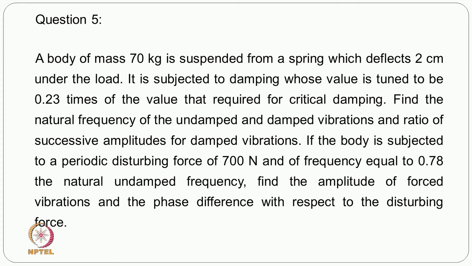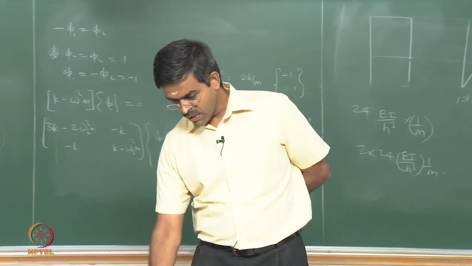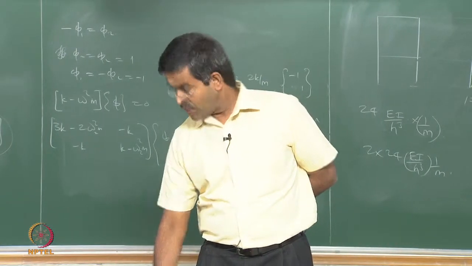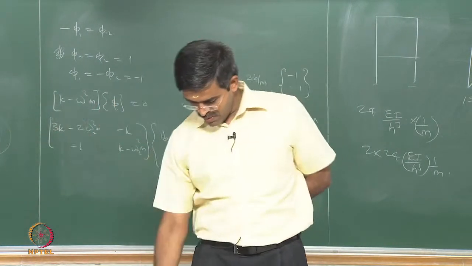If the body is now subjected to a periodic disturbing force of 700 newtons and of a frequency equal to 0.78 times omega d, then find the amplitude of forced vibration and the phase difference with respect to the disturbing force. So, try to solve this problem and understand the answers of it. We will not solve this problem here, it is a self assessment you must solve.